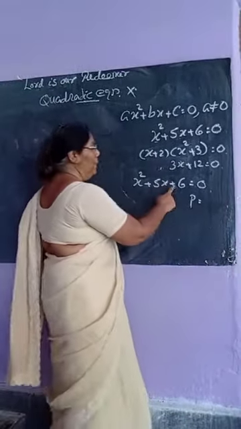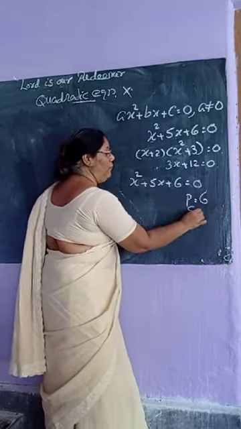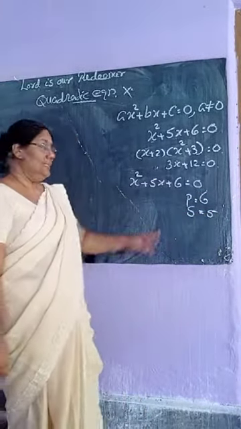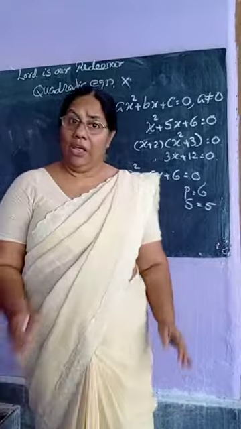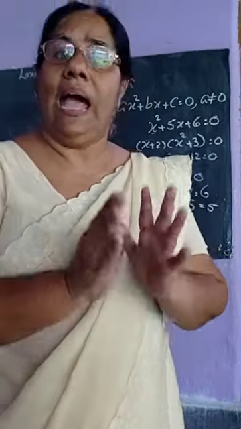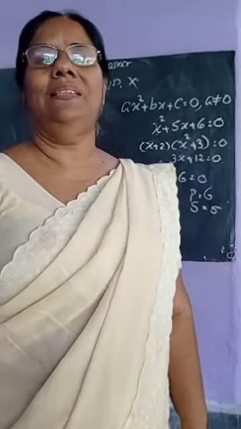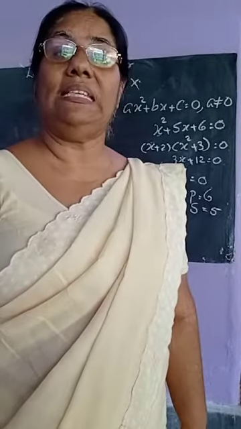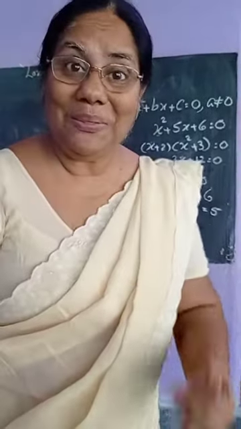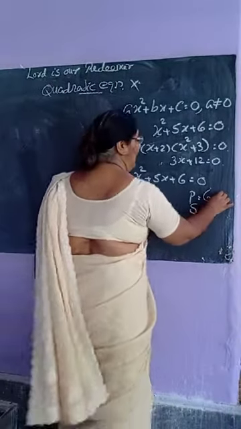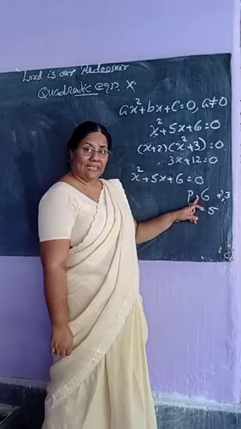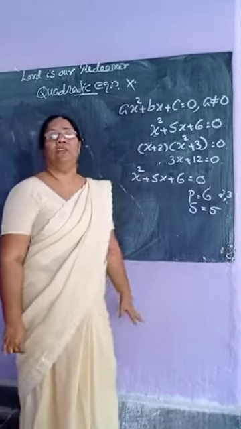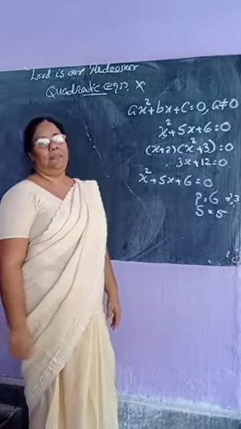Anyway, I will explain. Product 6 and sum 5. Can you find two numbers? When you multiply, you will get 6, and when you add the same numbers, you will get 5. Say the answer. The product is 6 and sum is 5. 2 and 3. When you multiply 2 into 3, you will get 6, and 2 plus 3, you will get 5. Therefore, the combination is 2 and 3.